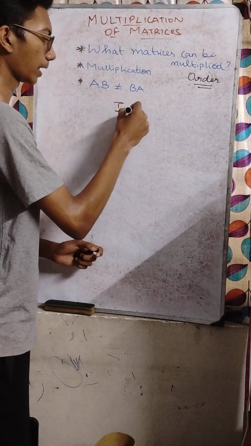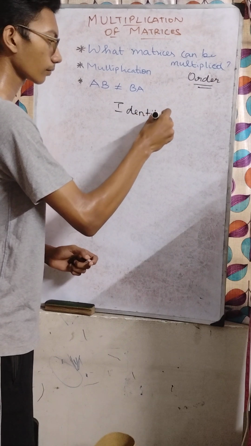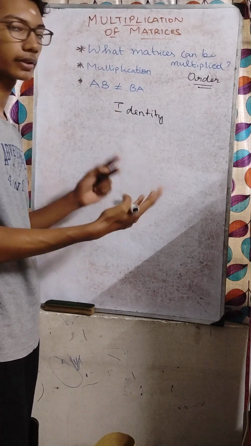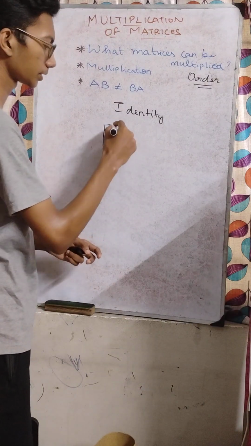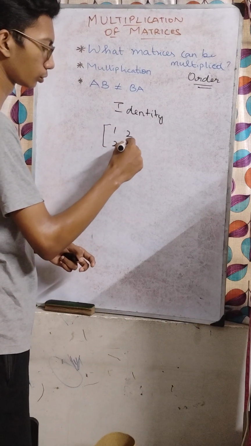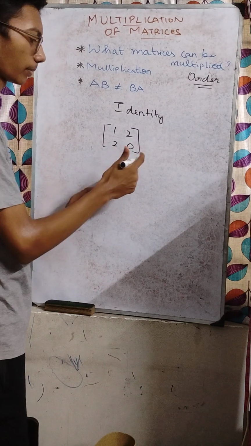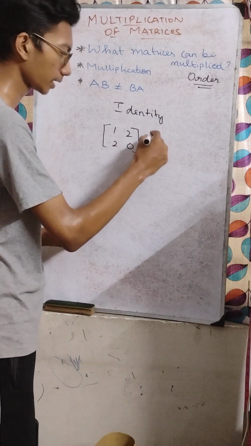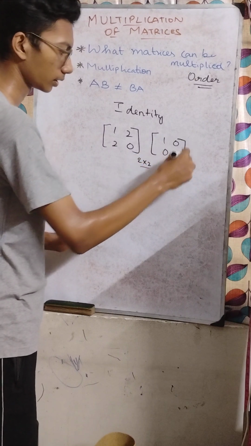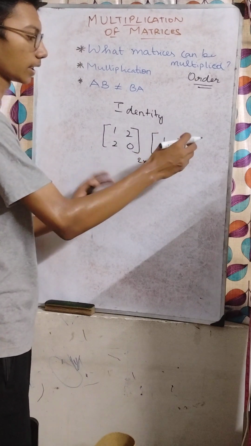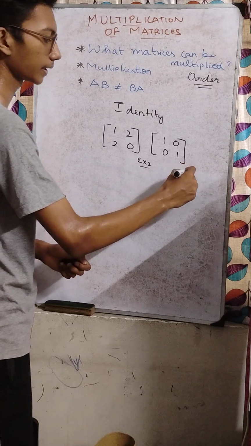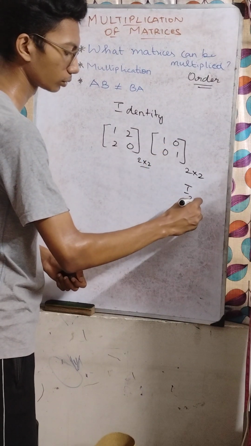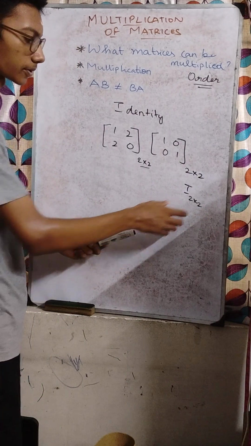So we know the identity matrix. That is, any matrix multiplied with the identity matrix of the same order, we will get the original matrix itself. Now let's take 1, 2, 2, 0. Let's say this is one matrix, a 2 cross 2 matrix. Now the identity matrix for the 2 cross 2 matrix is 1, 0, 0, 1. The diagonal elements are 1 and the other elements are 0. So this is the identity matrix. We can represent this matrix as I 2 cross 2.